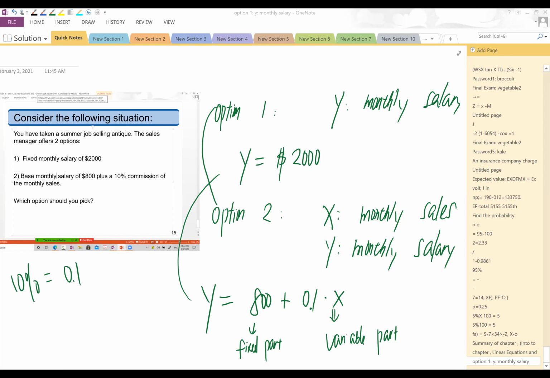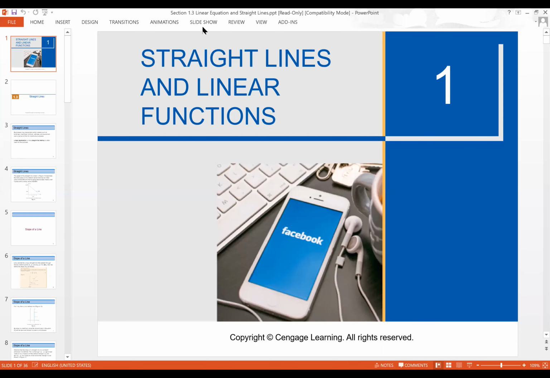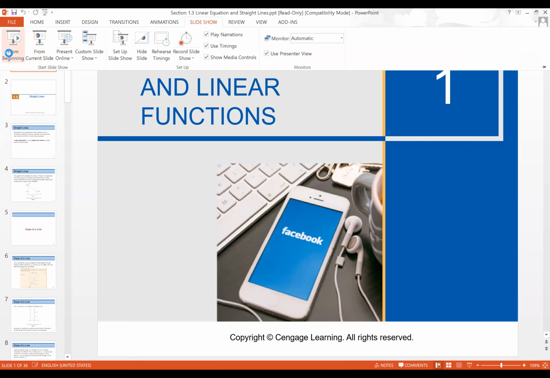For the first couple of lectures we don't introduce too much new stuff, but later on you're going to learn new content from finance, from business. So let's look at the section 1.3 PowerPoint. Share that. Here we go, and let's get to it.